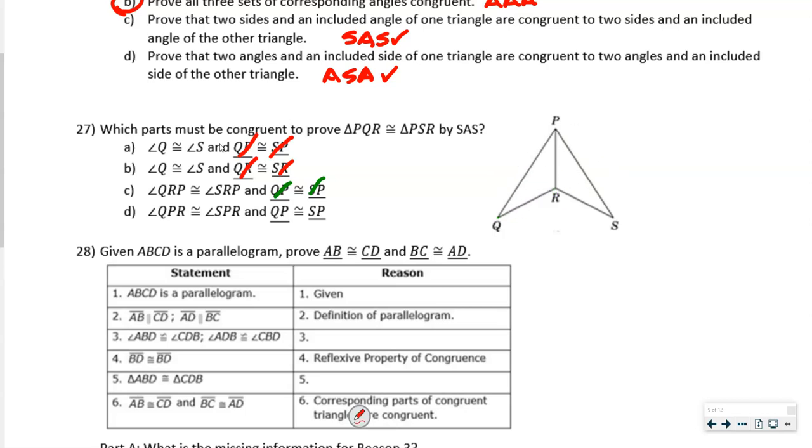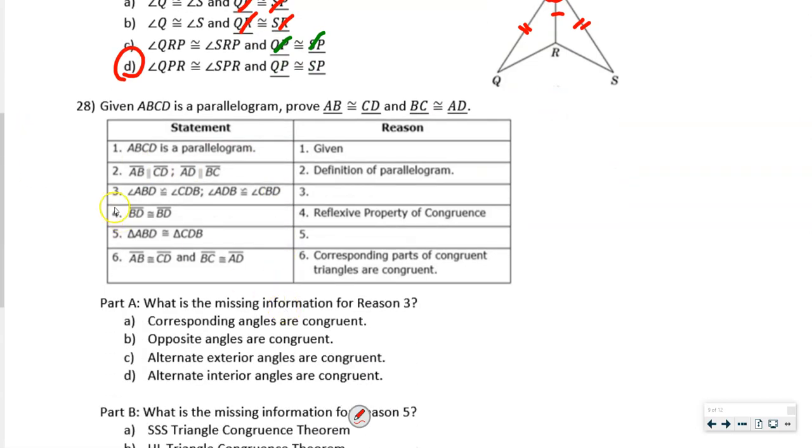I'm going to mark our shared side again. Okay, so this one says QPR. So that's this angle up here is congruent with SPR. That's that angle up there. So these two angles would be, so now we need this side. That would mean we would need by side angle side. This side is congruent with this side. Is that what we have? QP and SP. Yep, that's the answer. D right there.